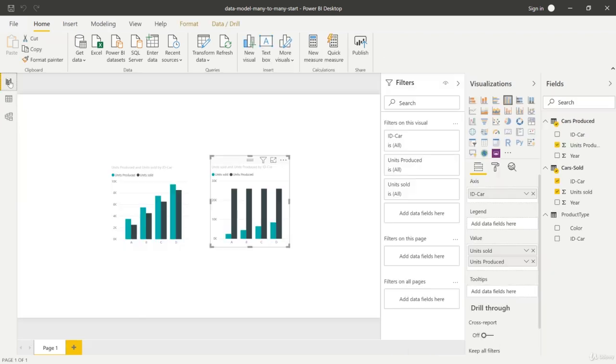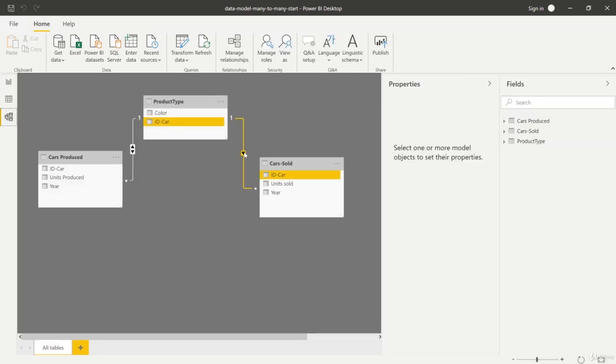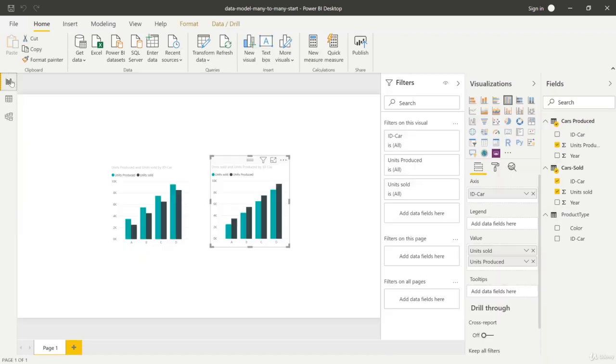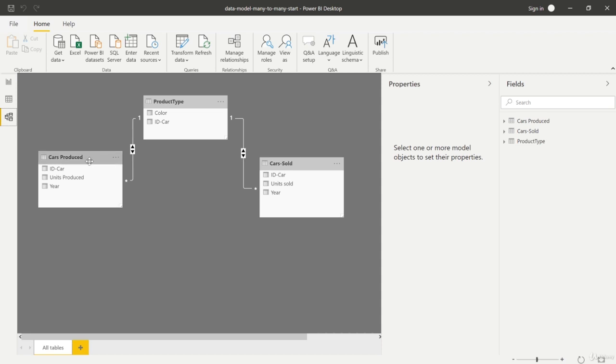Well, and in the report view now, we see that this fixed our problem with the units sold in our first visual here. However, in the second visual, it's still not working because there we also have to enable the cross-filter direction. So let's double click here. Let's change it from single to both and press OK. And now in the report view, you can see that our visuals are working correctly. So we now established a many ID car to many ID car relationship.